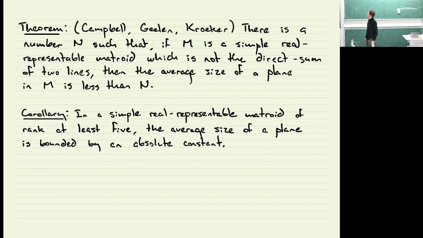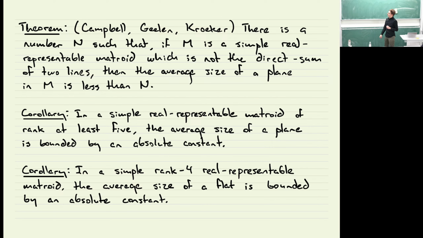You can think of this corollary as saying that when you take your rank sufficiently high, you get bounded average plane size, and that's something we're going to generalize. And the other consequence is that we saw that average line size is bounded, and we now have that average plane size is bounded. So if you're rank 4, this means that the average size of a flat is bounded. So now you take the average over all your flats, and you also get that that's bounded. This is the other thing that we'll generalize.